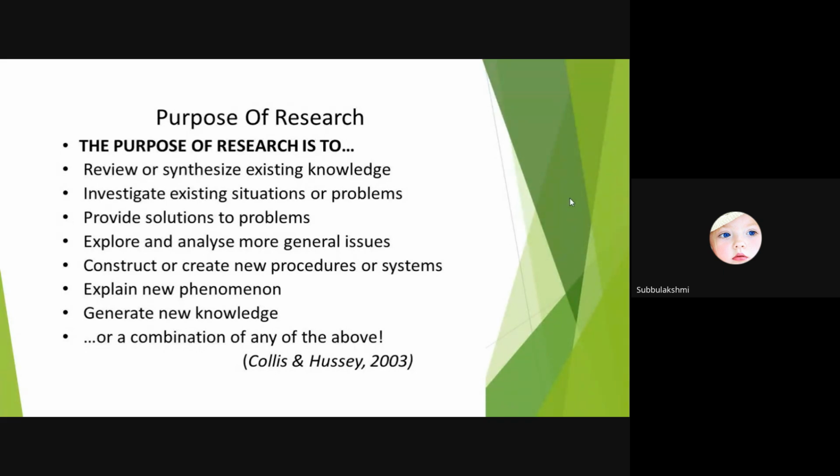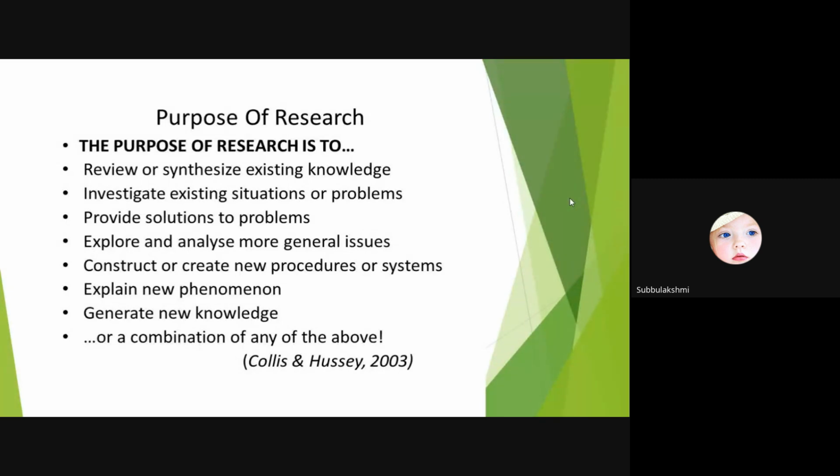That is, first is to review or synthesize existing knowledge. So the knowledge which we have, we review and synthesize it. Next, we investigate the situation, the problem. Next, we provide a solution to the problem. Next, we explore and analyze more general issues. Next, we construct or create new procedures. So we explain new phenomena, we generate new knowledge, and it may even be a combination of all these. So this is the main purpose of research.